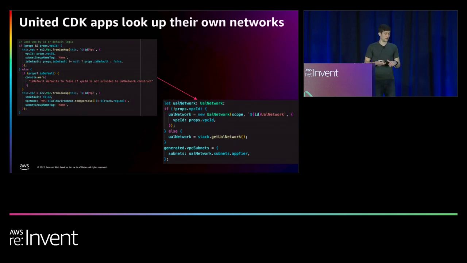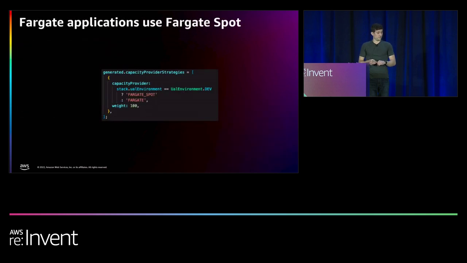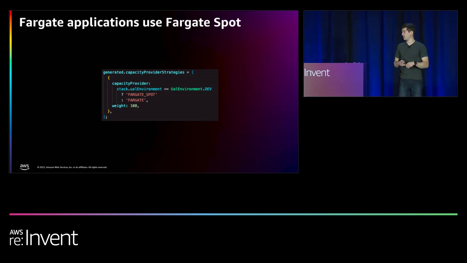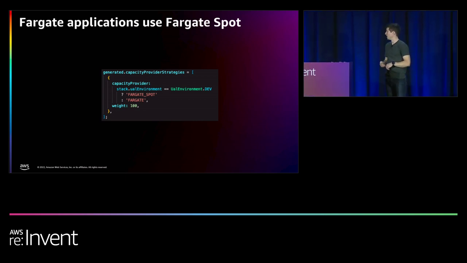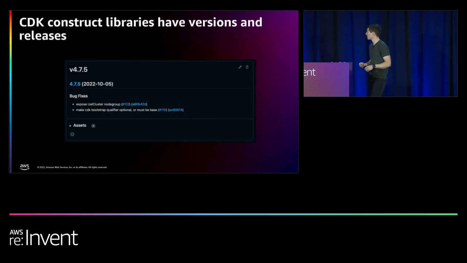So here's an example of where we have some VPC lookup code on your left. And then on the right, we're able to leverage that VPC that we find and just grab the subnets that we want for creating something. Here's some code where we'll just check what environment you're in and pop you into Fargate Spot. So this is really it, right? There's no magic. This is actually how it works.